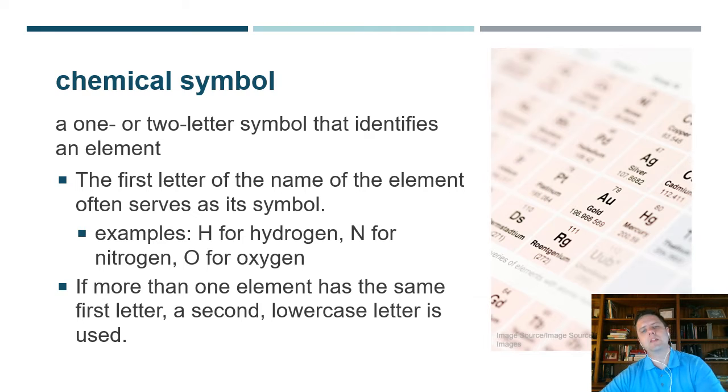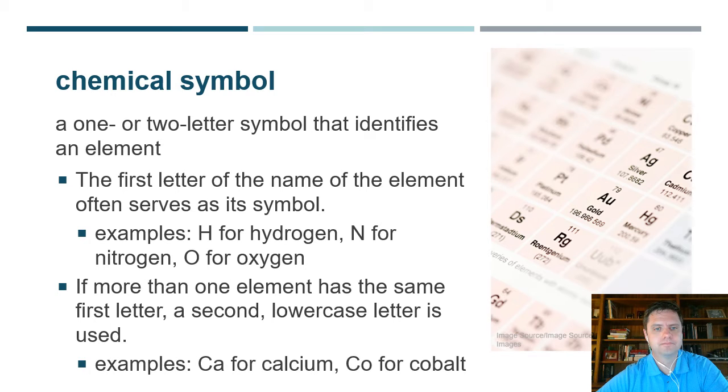But if more than one element has the same first letter, then we use a second letter, and it is lowercase. So like Ca for calcium, or Co for cobalt, right? Because capital C is already used for which element? Do you guys know? Capital C is used for carbon. So since carbon already has C, then if we get to calcium, we need to just say Ca, and for cobalt, we say Co.